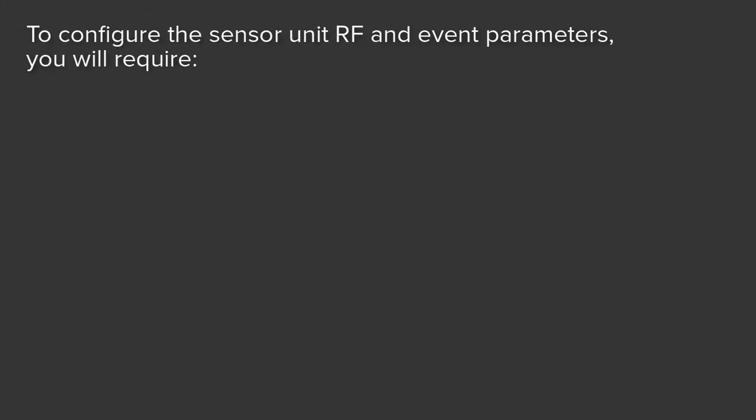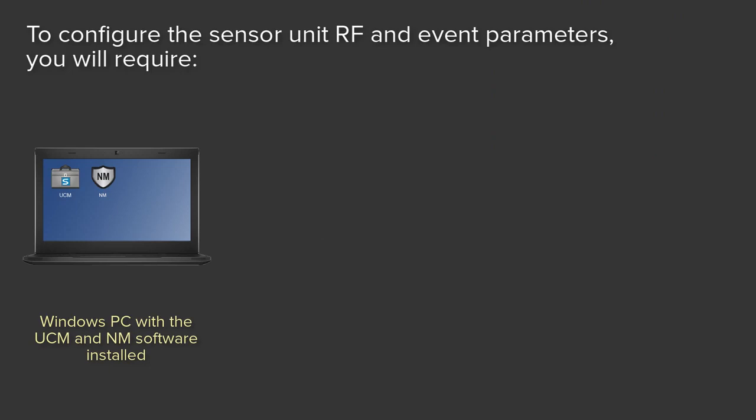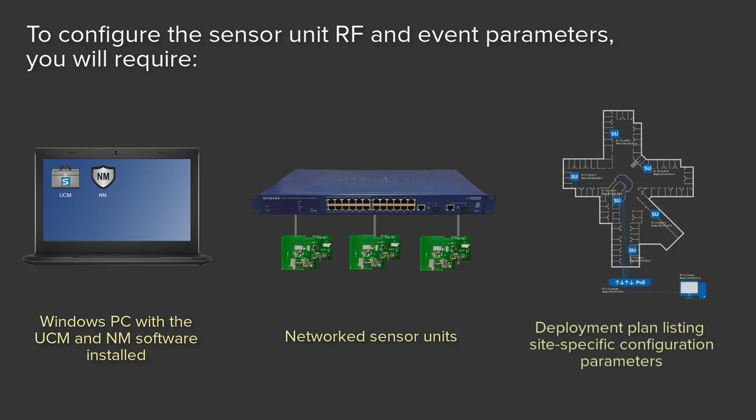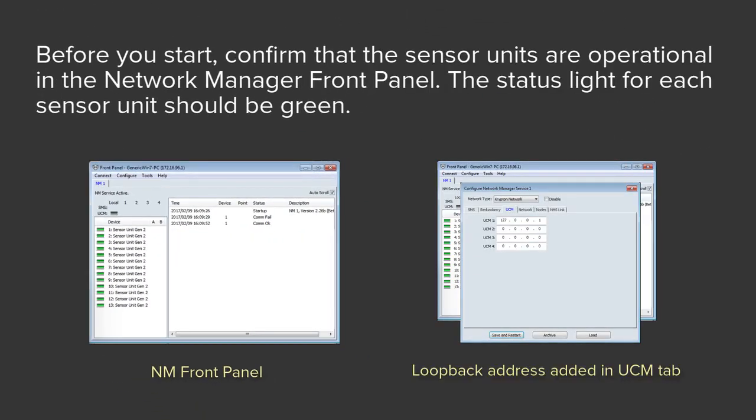To configure the sensor unit, RF, and event parameters, you will require a Windows PC with the UCM and Network Manager software installed, the network sensor units, and a deployment plan listing site-specific configuration parameters. Before you start, confirm the sensor units are connected and operational by observing their status lights on the Network Manager front panel. The status light for each sensor should be green.